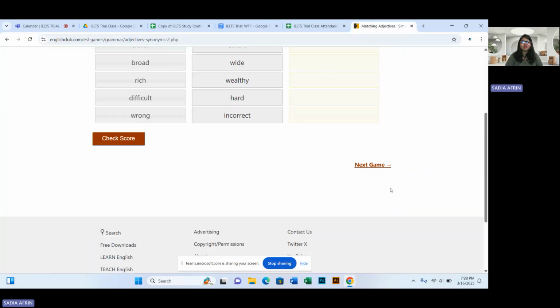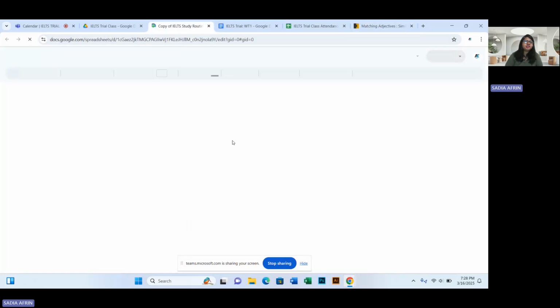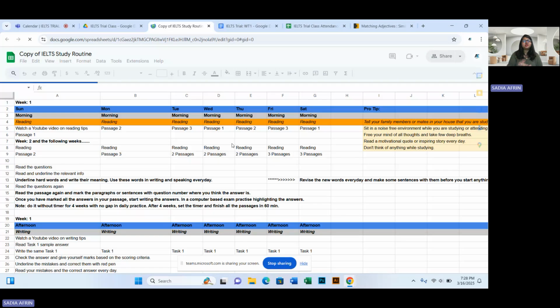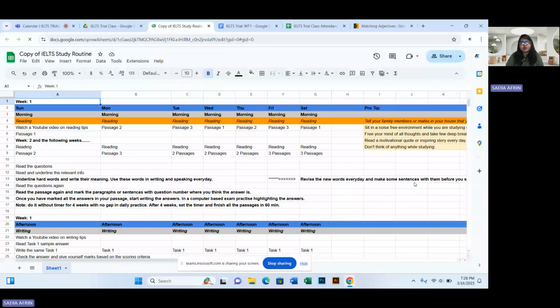Okay, we're good to go. Just like this, you can go to the next game and keep on playing as much as possible. And here is your IELTS study routine. It's a very good routine for those who are extremely confused about how to start studying. It depends on your daily routine, and you have to fit your study routine inside your daily routine so that you can achieve the best outcome.